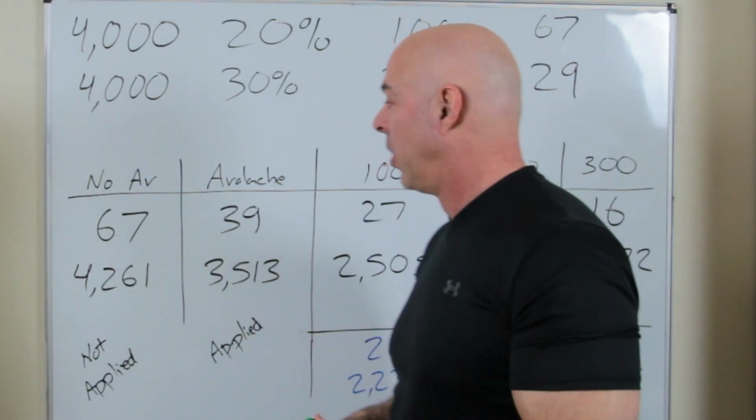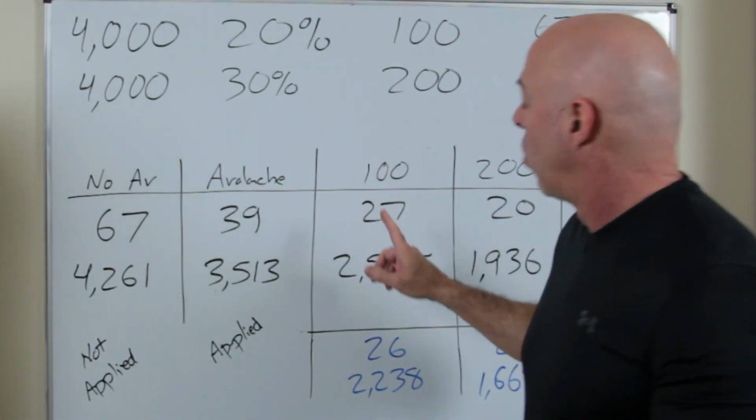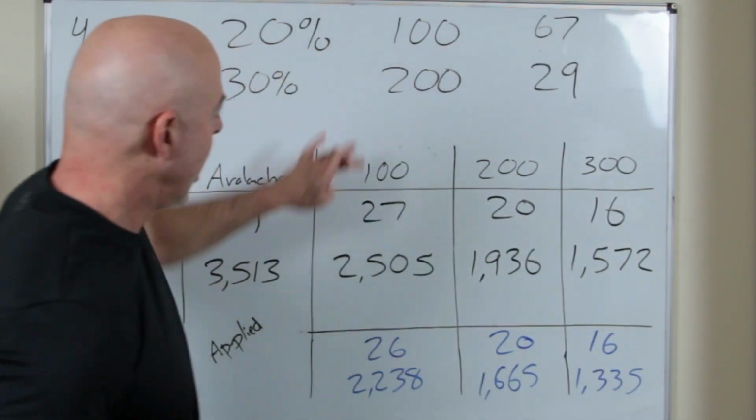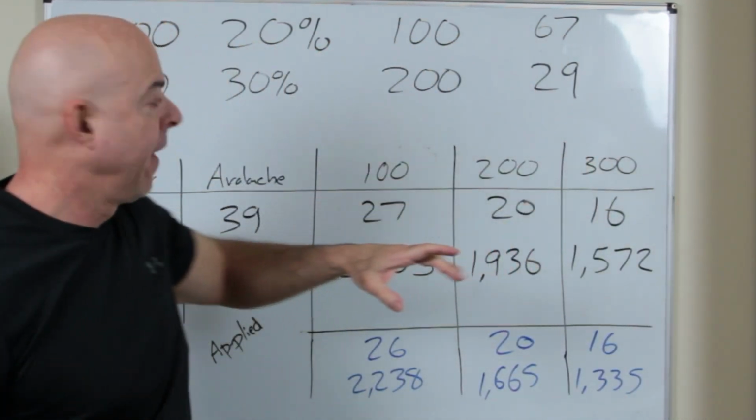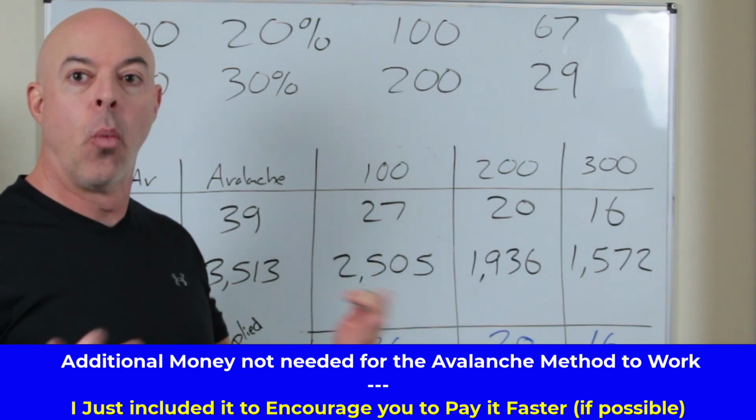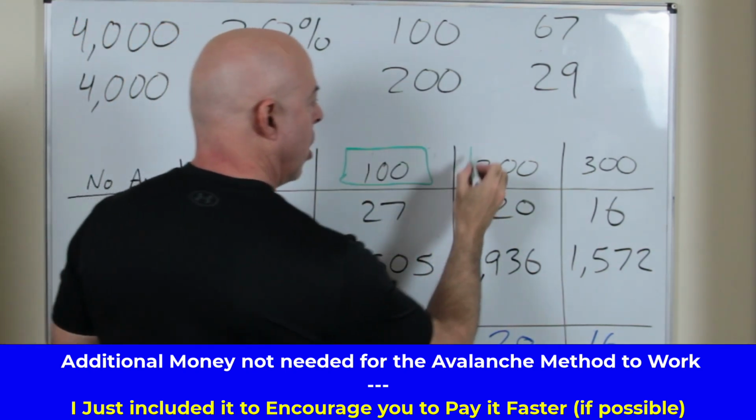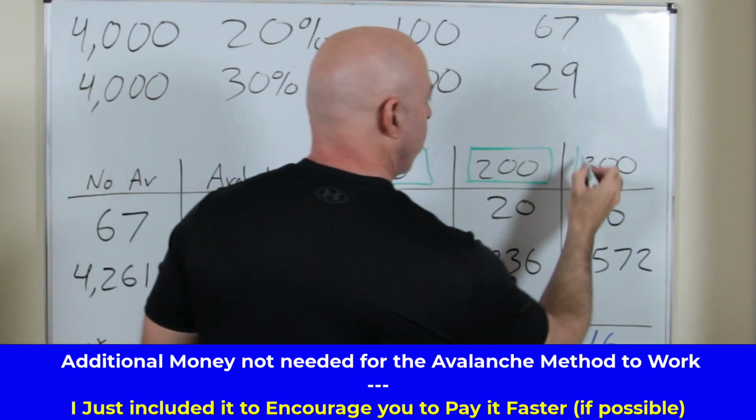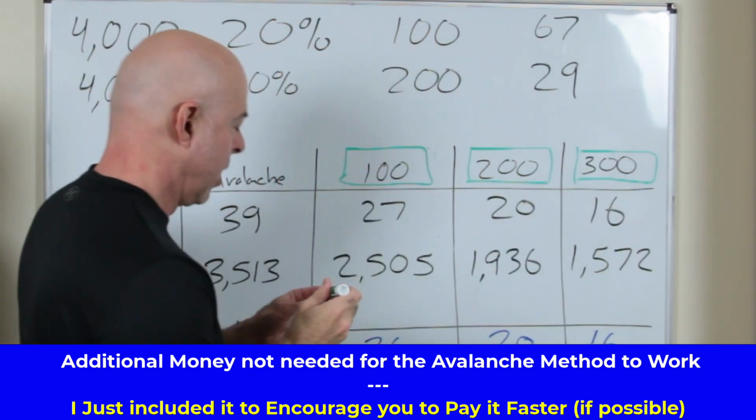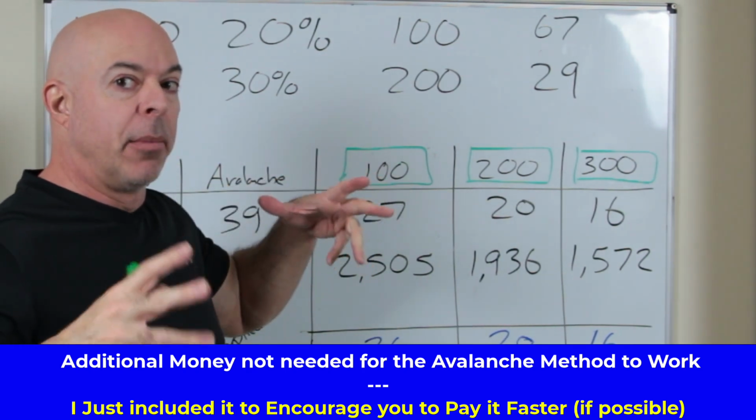That's a big difference. Okay, now, what I wanted to explain was here, I've got 3 columns. What if you had an extra $100 a month? What would you do with it? That's here. What if you had an extra $200 a month? What if you had an extra $300 a month? Okay. If you had an extra $100 a month, and now I'm going to explain the mistake.